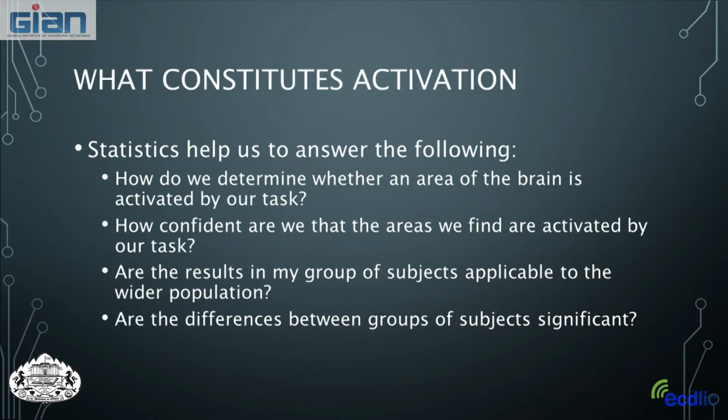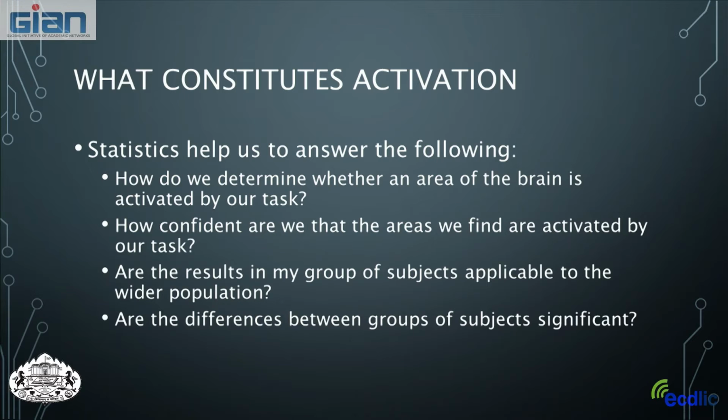Okay, so the first question I want to pose here is, what constitutes brain activation? How do we know what areas of the brain are active compared to other areas when a person alternates between two different tasks? So we use statistics to help us answer the question of what constitutes activation. How do we determine whether an area is active or not? How confident are we that what we find is activation? How are the results in a group of subjects applicable to a wider population? And are the differences between groups of subjects significant?